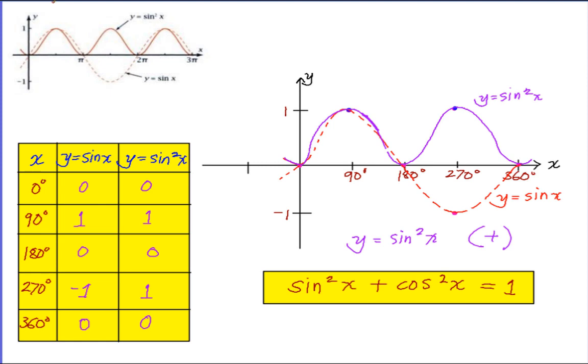So this leads us to a Pythagorean identity for sinusoidal functions, which is sine squared of x plus cosine squared of x is equal to 1. This is a Pythagorean property for both the sine and cosine functions.